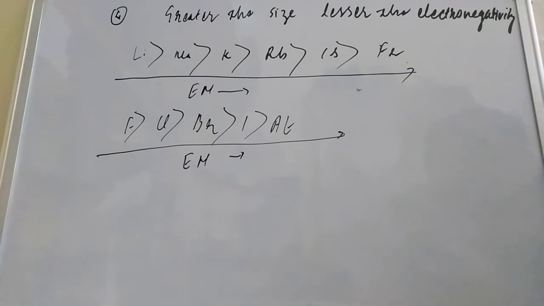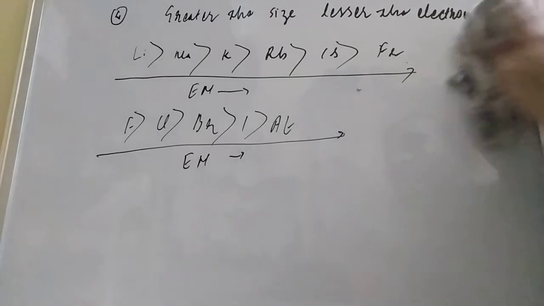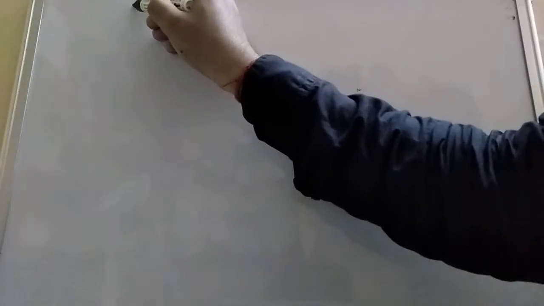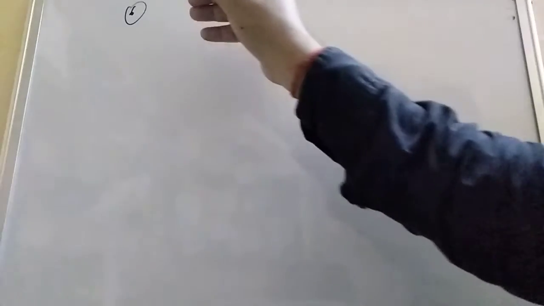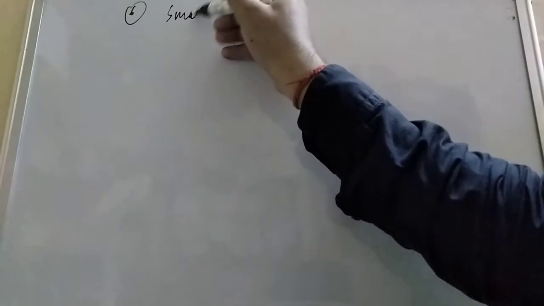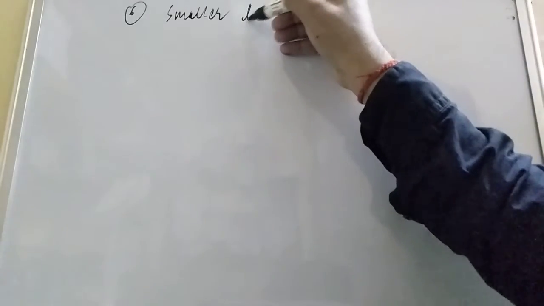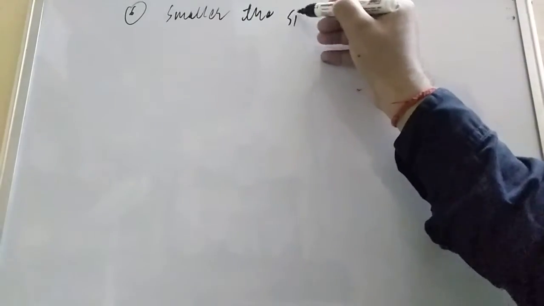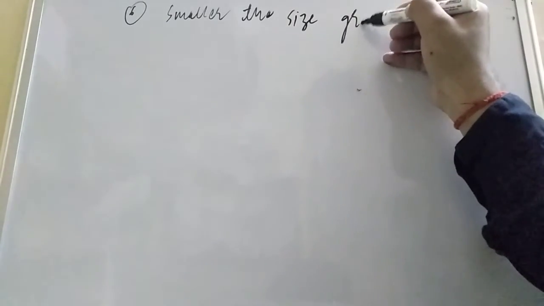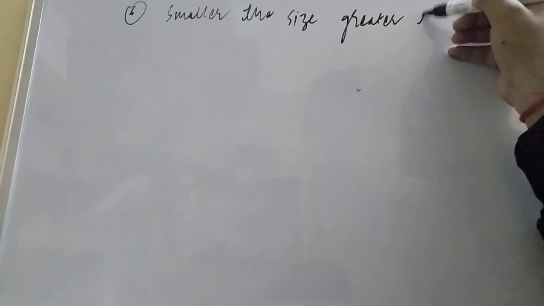If you talk about the next point, point number 5 for electronegativity: smaller the size, greater the electronegativity. Okay. Next, point number 6, student. What is point number 6? Smaller the size, greater the electronegativity.